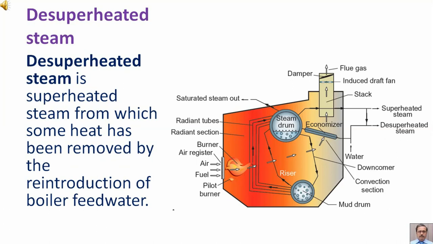Desuperheated steam is superheated steam from which some heat has been removed by the reintroduction of boiler feed water. In this diagram we can see that there is superheated steam and in that steam we have added feed water and the outcome is desuperheated steam.